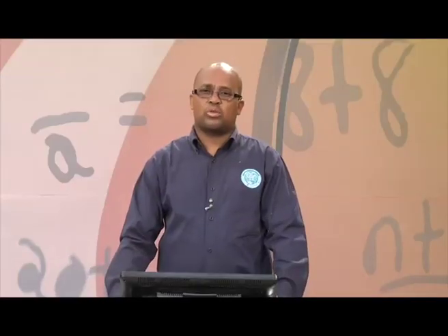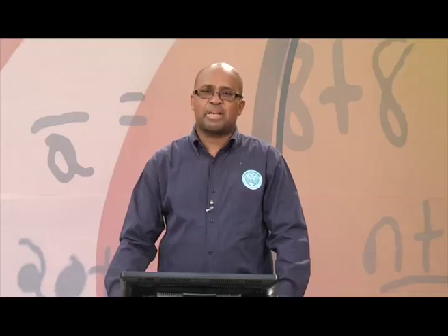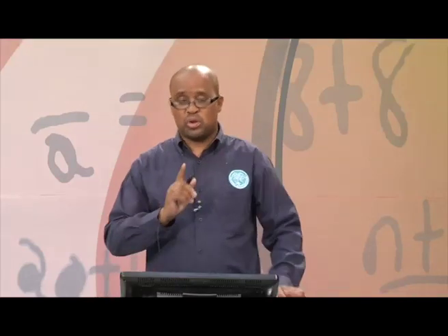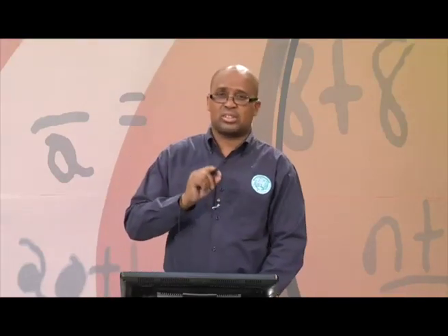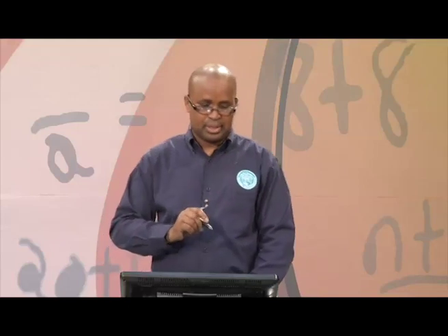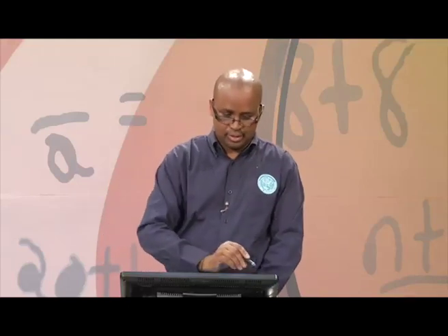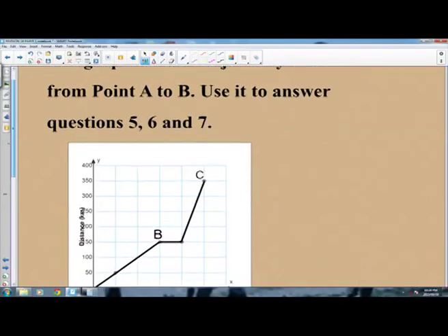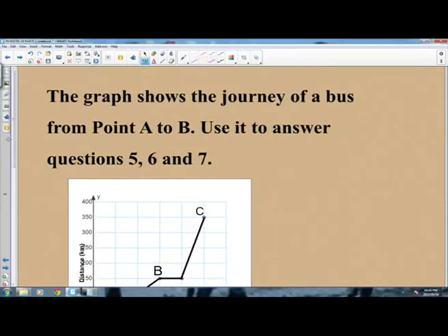We are working out on revision exercise mathematics paper 1, and this is a multiple choice paper where you are not allowed to use a calculator. So make sure that you don't use a calculator. You practice working these questions out without using a calculator. And the next revision question is saying the graph shows the journey of a bus from point A to point B. Use it to answer questions 5, 6, and 7.